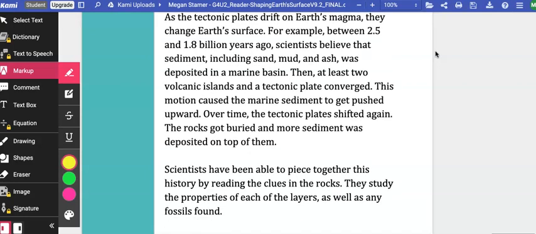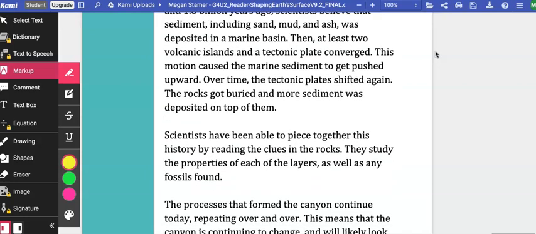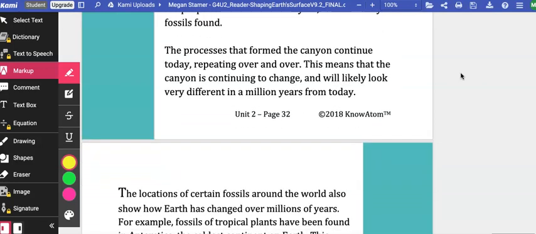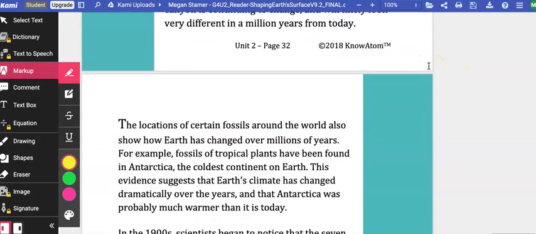Over time, the tectonic plates shifted again. The rocks got buried, and more sediment was deposited on top of them. Scientists have been able to piece together this history by reading the clues in rocks. They study the properties of each of the layers as well as any fossils found. The processes that form the canyon continue today, repeating over and over. This means that the canyon is continuing to change and will likely look different in a million years from today.